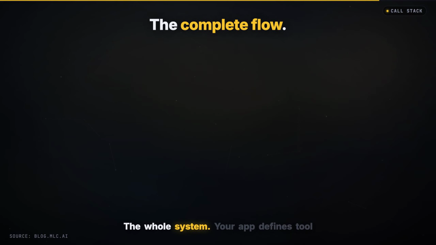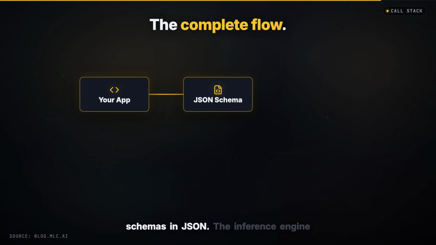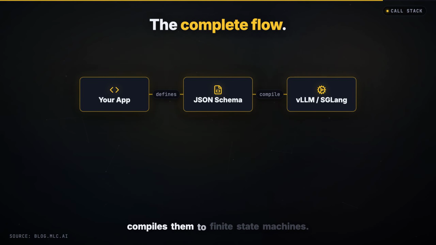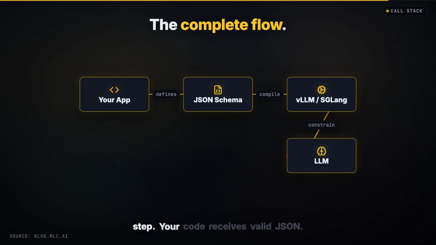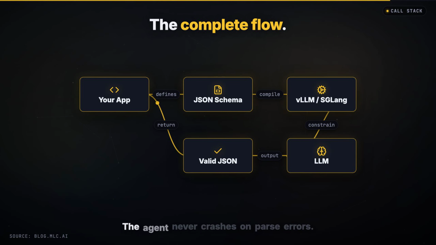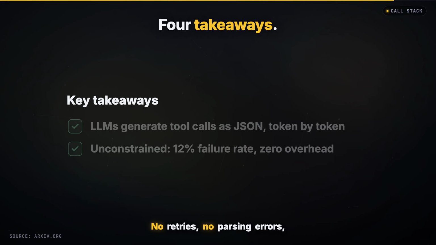The whole system. Your app defines tool schemas in JSON. The inference engine compiles them to finite state machines. The model generates tokens. The grammar masks illegal tokens at every step. Your code receives valid JSON. The agent never crashes on parse errors. No retries, no parsing errors, no runtime type mismatches.